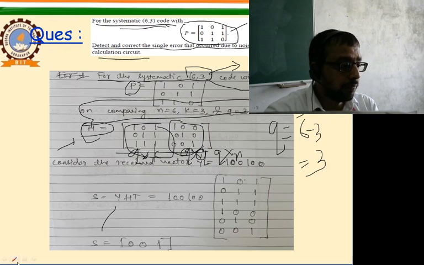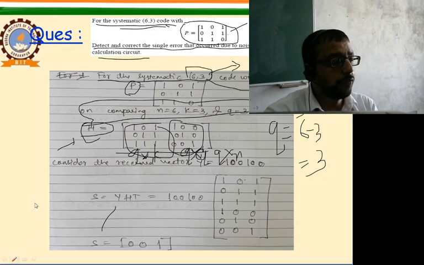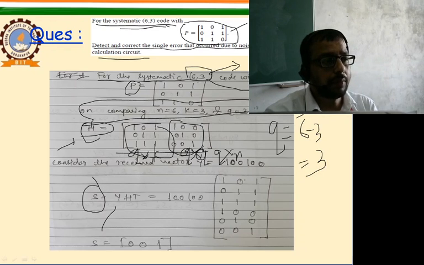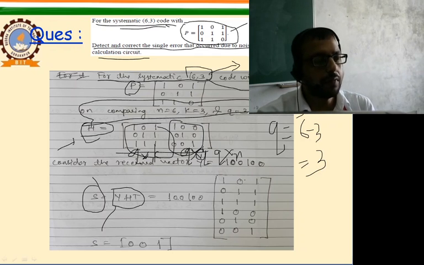Now we know that first of all, in syndrome decoding, the first step is to calculate the syndrome S. S is calculated as Y times H transpose, that is, Y into H transpose of the parity check matrix. This is the formula, and we have to calculate using this formula.